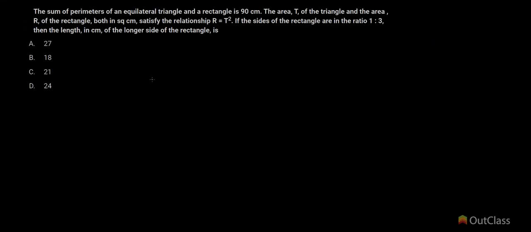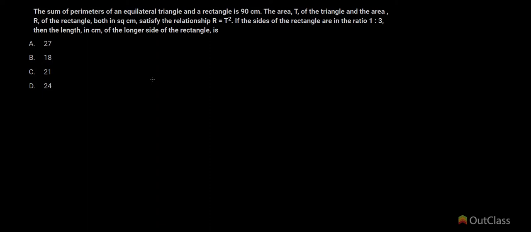The sum of perimeters of an equilateral triangle and a rectangle is 90 centimeters. The area T of the triangle and the area R of the rectangle, both in square centimeters, satisfy the relationship R is equal to T square. If the sides of the rectangle are in the ratio 1:3, then the length in centimeters of the longer side of the rectangle is how much?